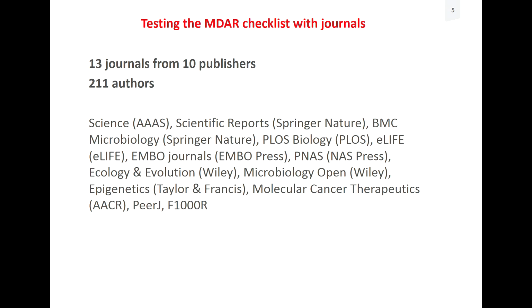And the goal of the pilot was really threefold. It was to understand whether the checklist is useful for authors and editors. How are authors and editors interacting with the checklist? Is it useful? Is it accessible? What's missing? Is there an impact on manuscript processing times? Editors obsess about that, and authors as well.